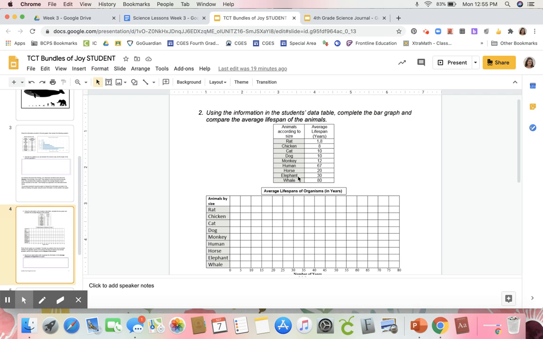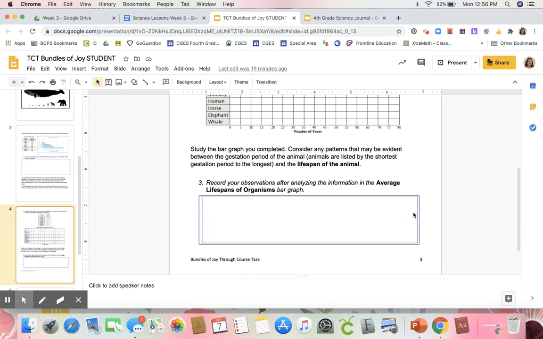Here is the same list of animals, but this time over here in our data chart, this has the average lifespan in years. So what this information is showing is that a rat lives about 1.8 years. A chicken, 8 years. A cat and a dog, 10. A monkey, 12. A human, 67. Horse, 20. Elephant, 30. And a whale, 80. So what we'll have to do is put this data and mark it into this bar graph, create a bar graph.